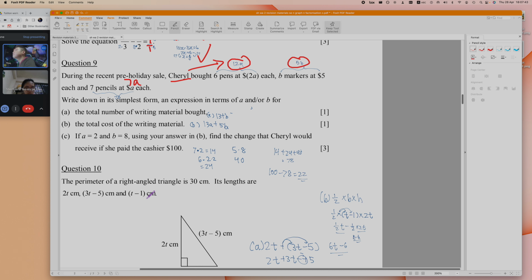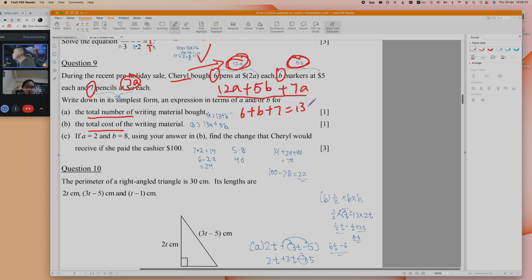Does it make sense? So 12A is the pen, 5B is the markers, 7A is the pencil. So I add them together. Does it make sense? To get total. Okay, they ask the total number, right? This one is the total cost. So for number, I should add the 6, B, and 7. So therefore, 6 plus B plus 7.